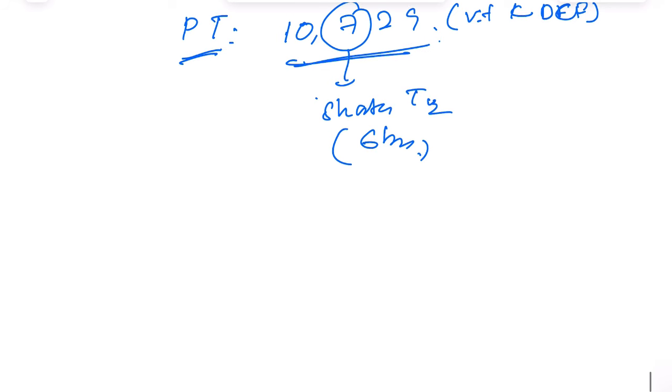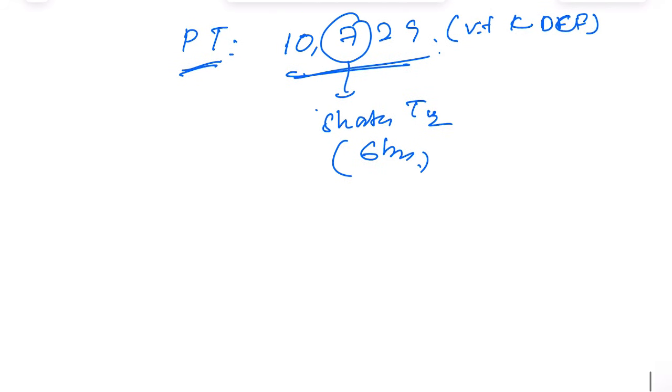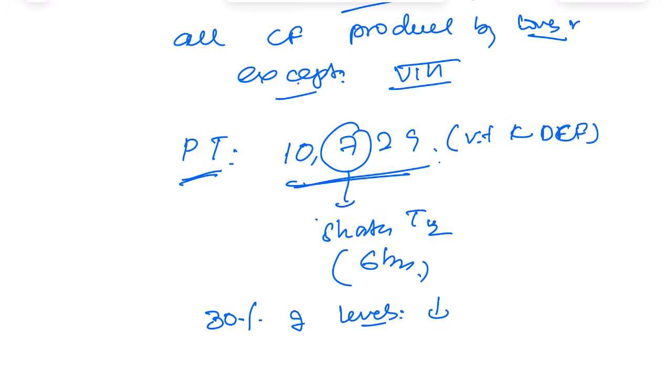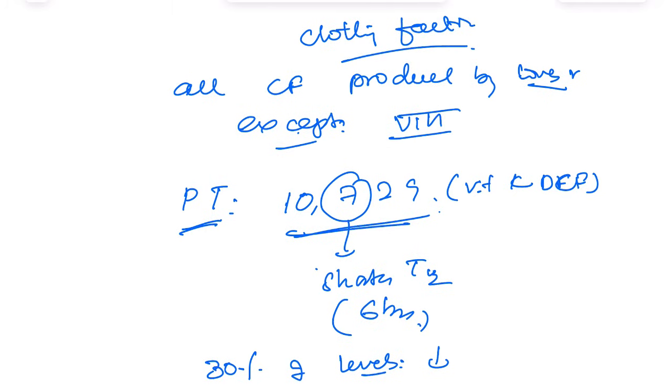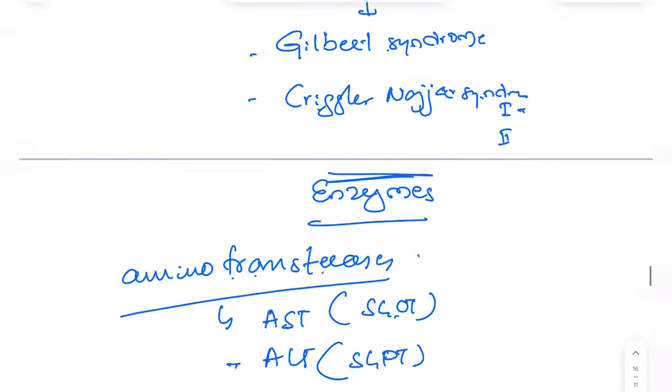How much reduction of these factors will cause prolongation of PT? Around 30% of the activity has to be reduced, that is, the levels have to fall to 30% of normal, to cause prolongation of PT. So this is about LFT, liver function test. I hope you understood this, and let's go back to those questions and try to interpret the LFT reports.